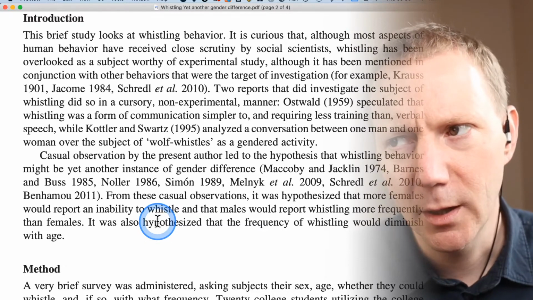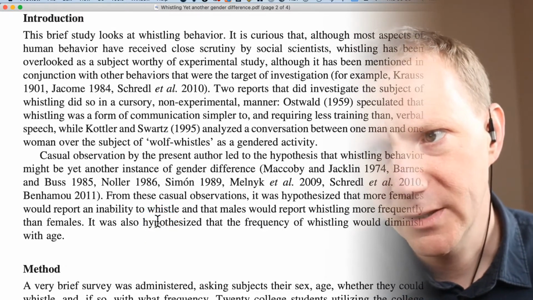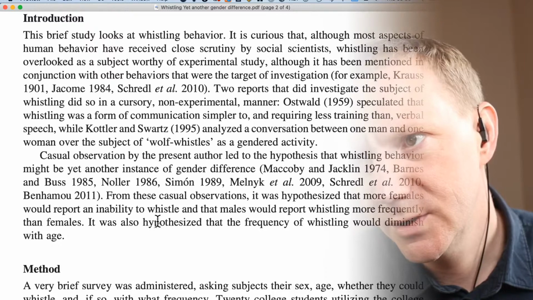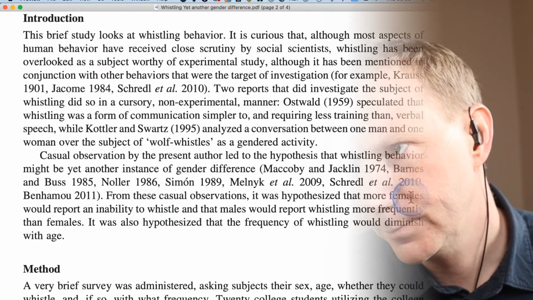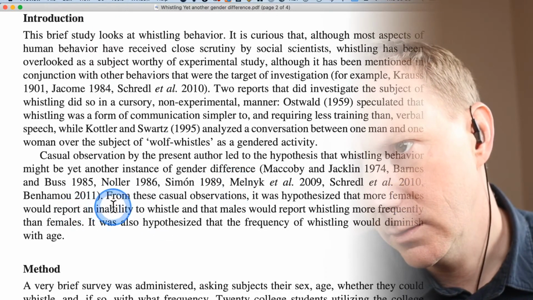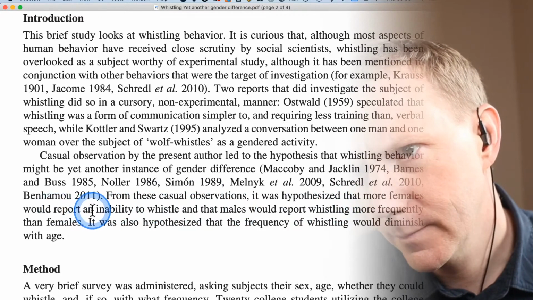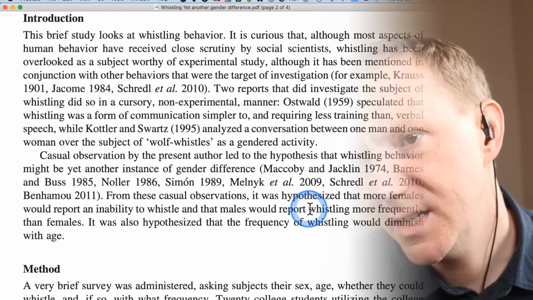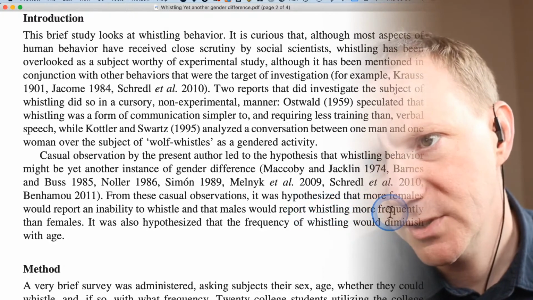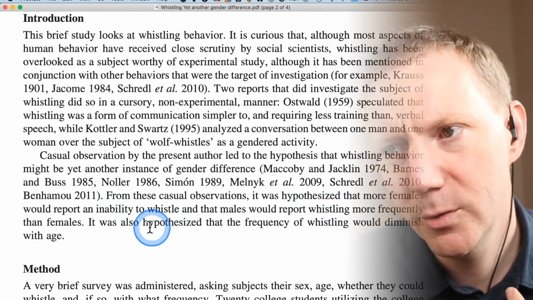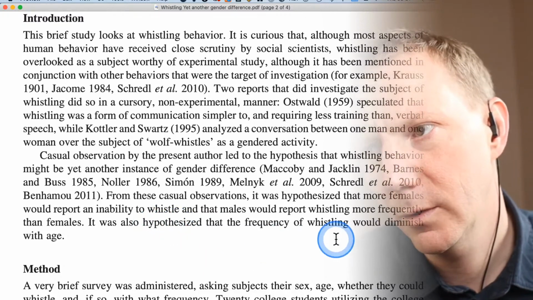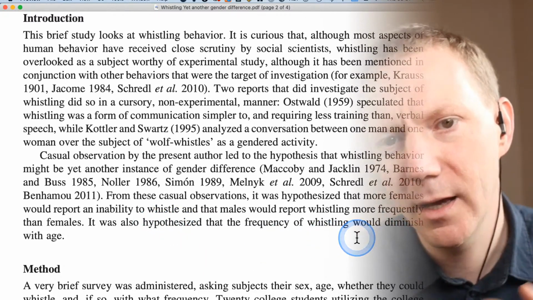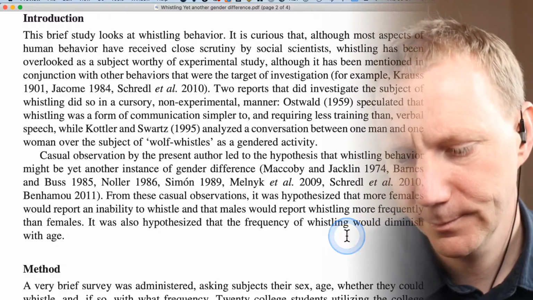We want to do a chi-square test for males and females. We want to do... what was the other part again? The t-test for the frequency, and we want to perform a correlation for the frequency and age.